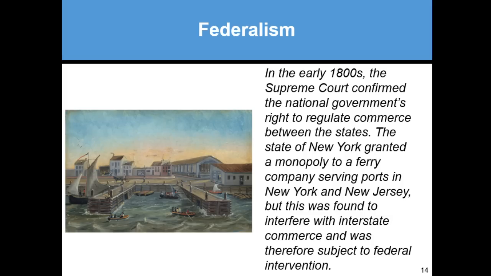So in the early 1800s, the Supreme Court confirmed that the right of the national government was to regulate commerce between the states, and the state of New York granted a monopoly to a ferry company serving ports in both New York and New Jersey. But this ferry company was found to interfere with interstate commerce, and it was told that it was subject to federal intervention, which means that since it dealt with the relationship between two states, the federal government could tell them what to do.